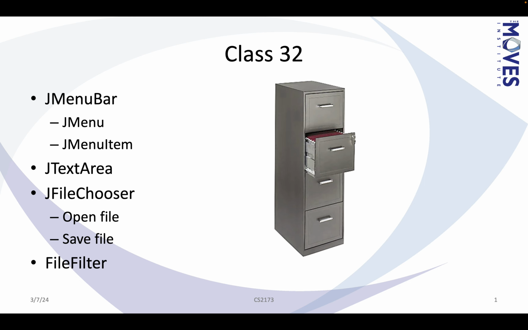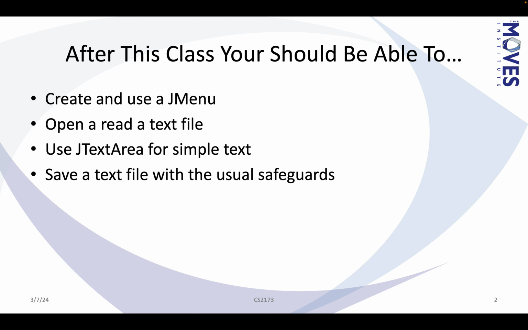So the idea here is we're going to add the menu to the mix, and then talk about opening or reading a text file, displaying it in a JTextArea, where we can actually edit it. Out of the box, just by instantiating it, the JTextArea provides a very rudimentary but surprisingly rich set of features. It's not fancy, it's nothing like Word. But then we'll save it with the usual safeguards.